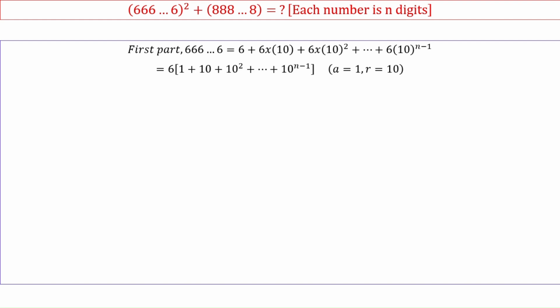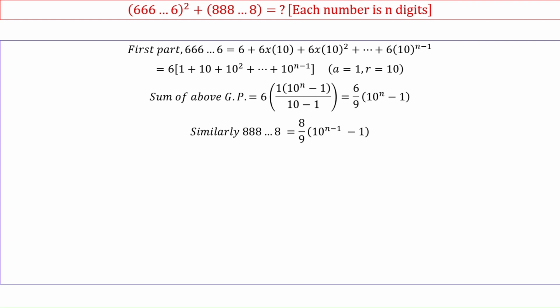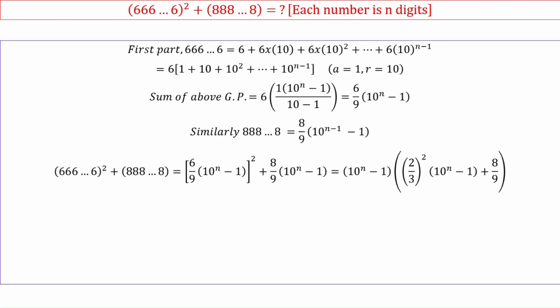So if I just put the formula, what I will get is 6 by 9 into 10 to the power of n minus 1. Similarly, 888 also I'll get 8 by 9 into 10 to the power of n minus 1. Sorry, this is not 10 to the power of n minus 1. This should be 10 to the power of n.